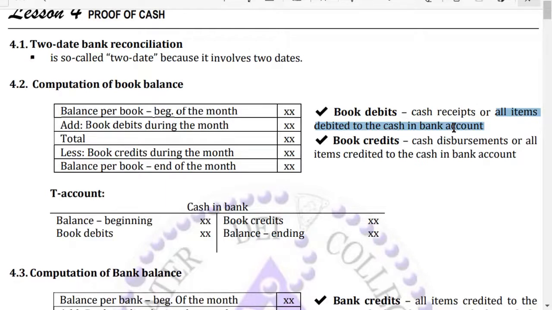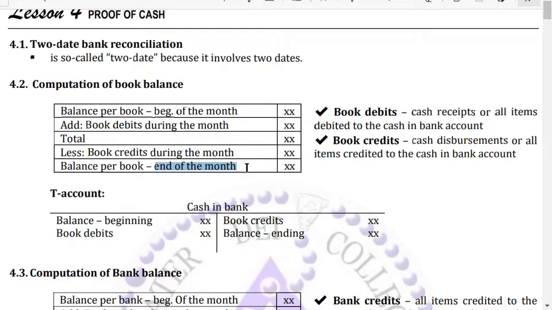Okay, like you transfer from the cash on hand to the cash in bank. But if it is a collection from your customer, you can just directly debit cash in bank and credit accounts receivable. Then you deduct the book credits during the month. And what are book credits? These are the disbursements or all items credited to the cash in bank account. And you will now get the balance per book at month end.